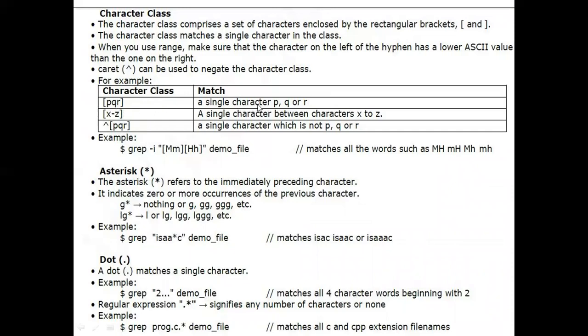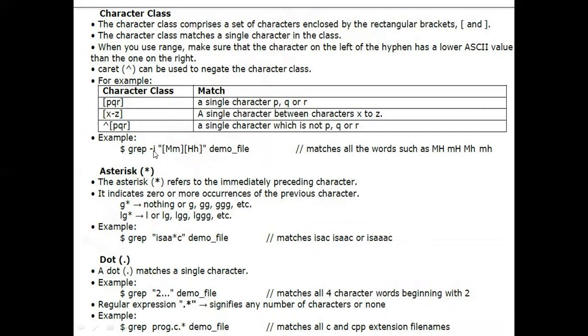So it will match a single character, either P, Q or R. A single character between characters X to Z. It will include X to Z also, X, Y and Z. So it will match all the characters which is not P or Q or R. Let us try to understand this particular example.